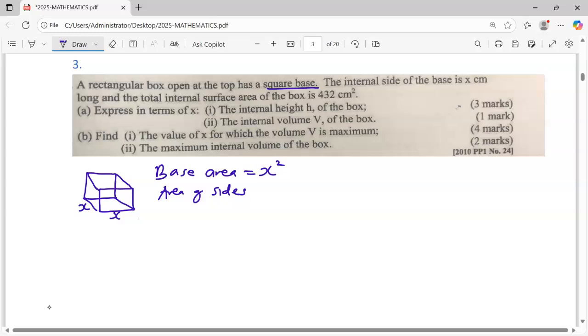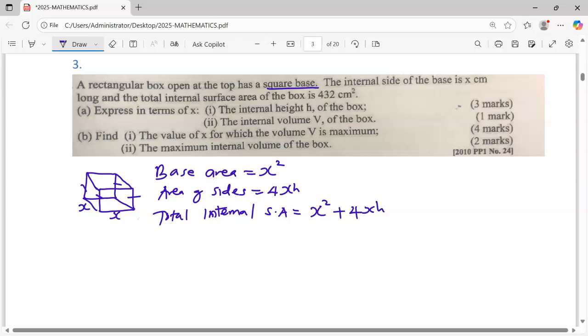Once we have gotten the base area, we can now get the area of the sides. Area of sides will be equal to, we have 4 vertical sides, that is 1, 2, 3, and 4, and each is going to have an area of x times the height of each side. Remember, we have 4 of them, and therefore we are going to have an area of 4xh centimeter square. That brings us to the total internal surface area. Total internal surface area will be equal to the base area, which is x squared, plus the total area of the sides, which is 4xh.